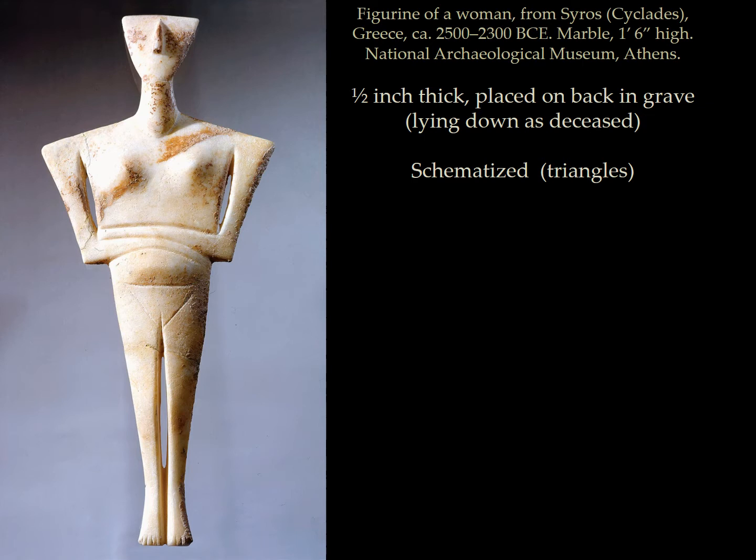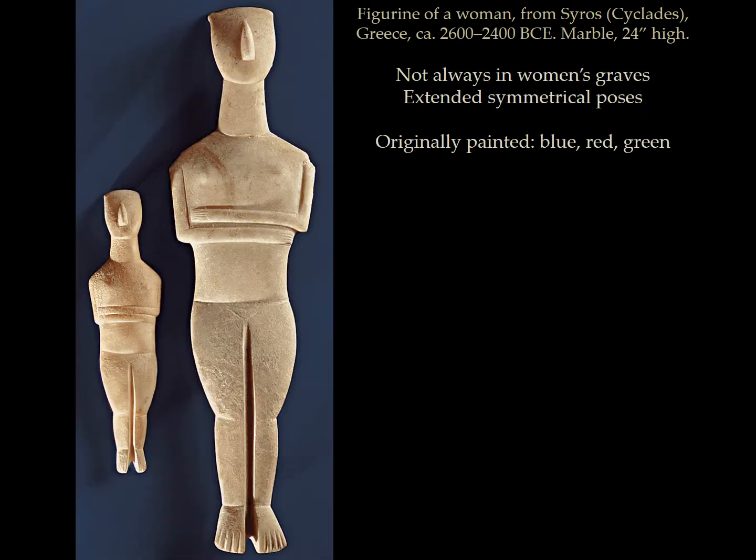And it is schematized or geometricized into the shapes of a triangle. So we have these overlapping triangular forms and features that direct and dictate the form of the figure. Of course, the inverted pubic triangle ensures that we understand this figure is female, as do the protruding breasts and, of course, the vulva. Now, these are not always found in women's graves, however. They are going to extend the same type of poses and the same type of figures in both men's and women's cultural experiences at the time.